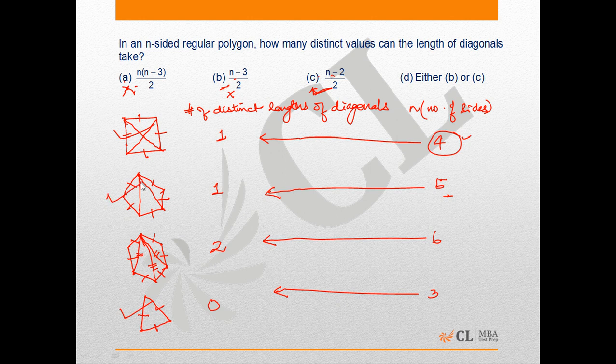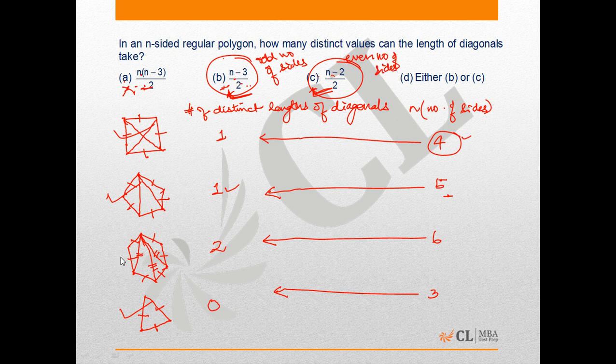Let's put 5, that is, let's talk about a regular pentagon. Putting n equal to 5, we will have the number of diagonals in the first option as 5. Putting n equal to 5 in this, we will have one distinct length, which is true. Putting n equal to 5, we get a fraction. So we can see that it's either option B or C. B works when we have an odd number of sides, and C works when we have an even number of sides.